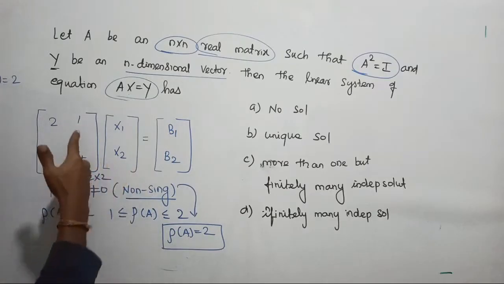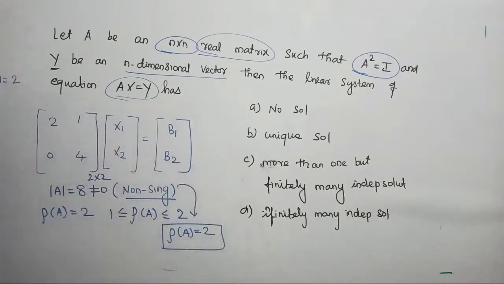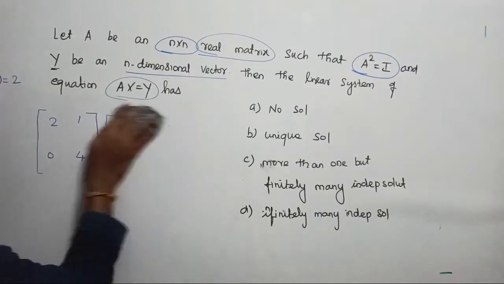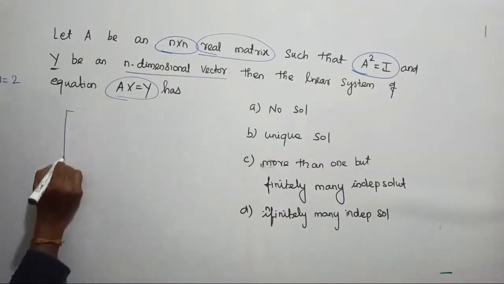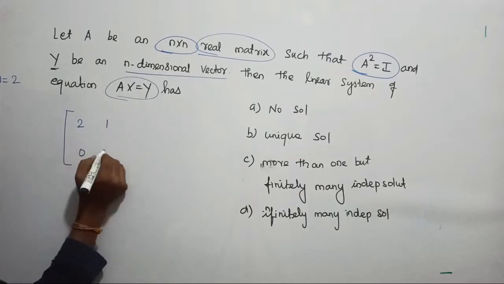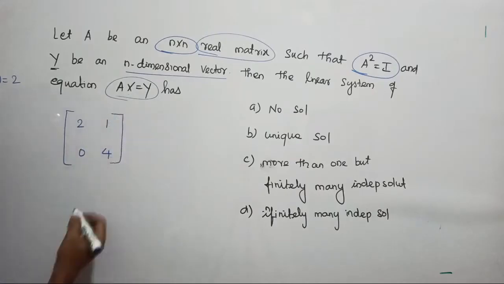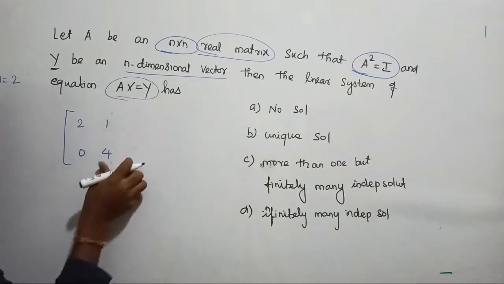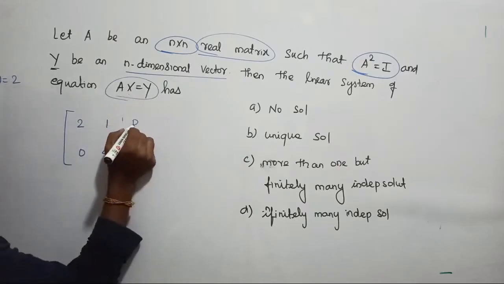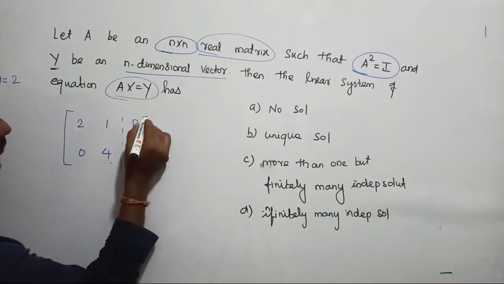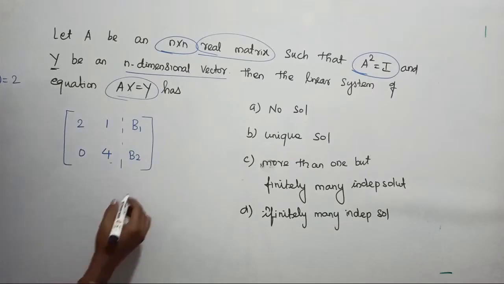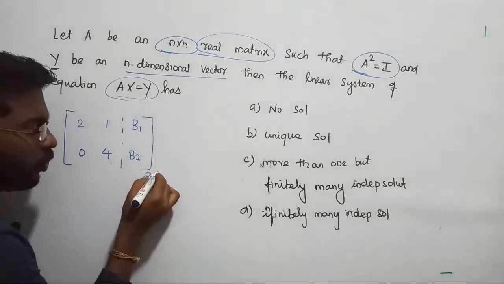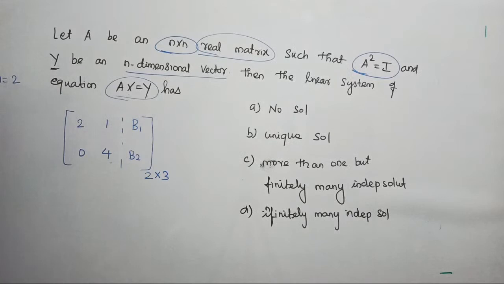Let me extract. When I am clubbing A with B, let's see what happened, right? If I club these two, A with B, let's see what happened. I think I took 2, 1, 0, 4, right? Yes, I am correct. So when I am clubbing A with B, that becomes b1 and this is going to be b2. Exactly. Now it has become a non-square matrix. Yes, a non-square matrix, and the number of rows is 2 and the number of columns is 3, of course.